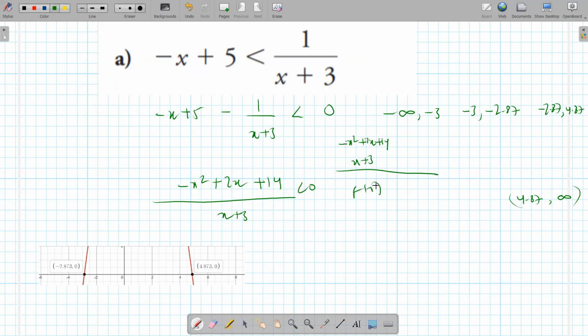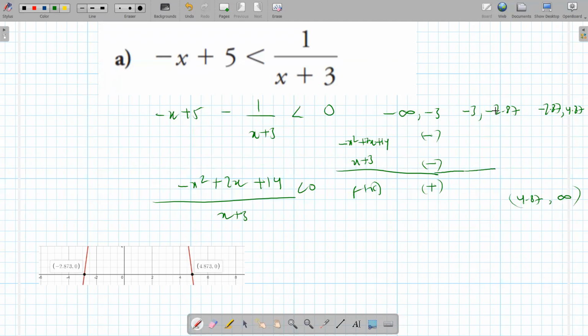Again, we have the graph here, so I'm going to use it. Between negative infinity and negative 3, this quadratic is going to be negative. X plus 3, well, minus 10 plus 3 is negative. That means the entire thing is positive. And we're looking for less than 0, so we're looking for negative.